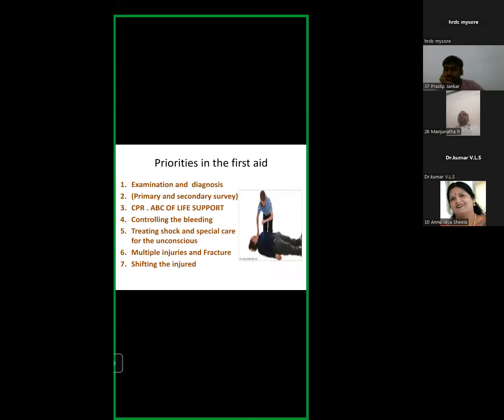resulting in death also. So in any disaster, we are discussing the first response. In the first response, the priority should be given to first aid.